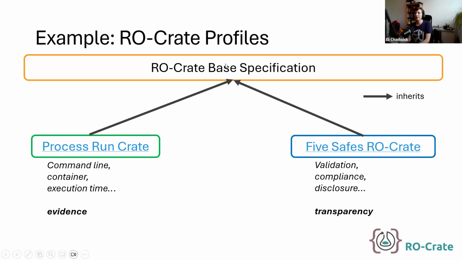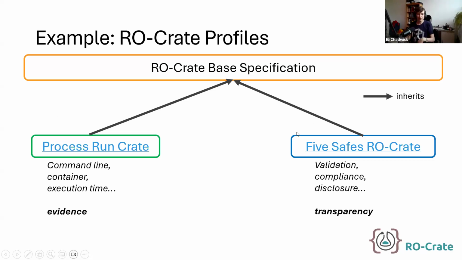To give a couple of examples, here's a diagram where at the top we have the RO crate base specification, and then you have profiles that inherit this. They have all the requirements of the base specification and some more on top. For example, a profile called process run crate is all about capturing information about some computational process that has occurred. That might be that you ran a program on the command line, or that you ran something in a container. It can capture information like the start and end time, environment variables and things like that. So it's all about providing evidence that a process occurred. You have your data, and process run crate tells you to provide extra information about how that data was created.